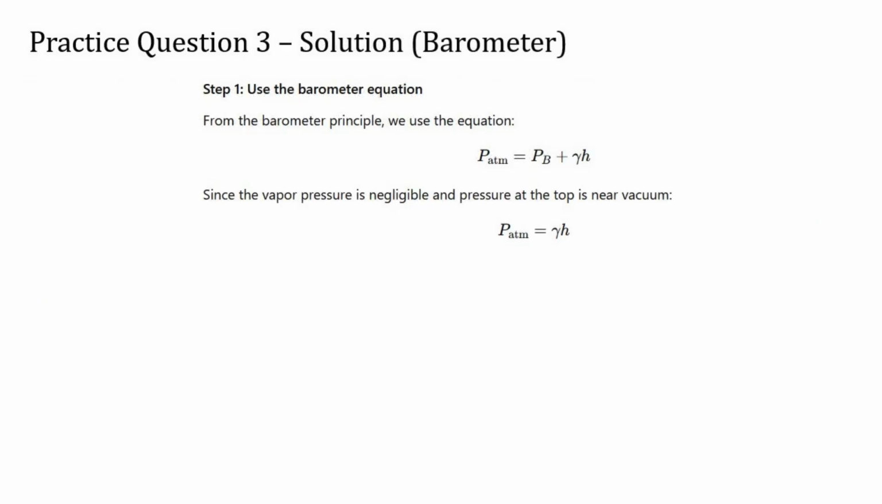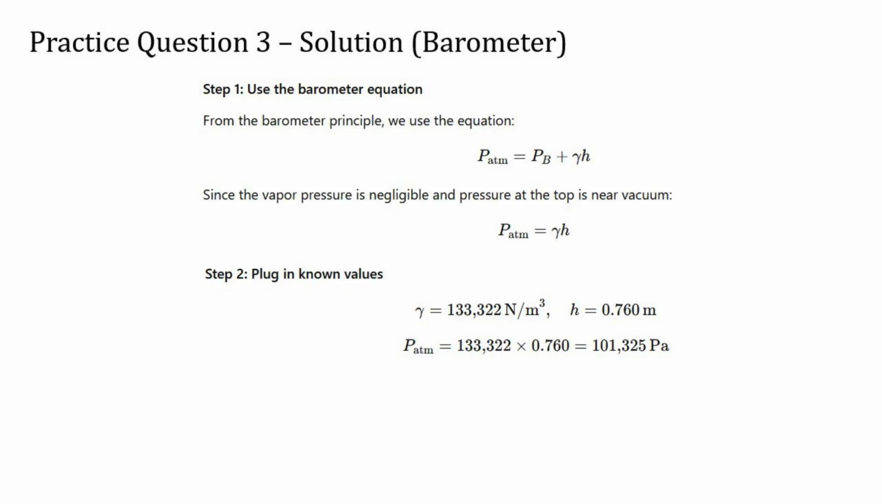To determine the atmospheric pressure using the mercury barometer, we rely on the fundamental principle that the pressure at the base of the mercury column equals the atmospheric pressure, provided that the top of the column is exposed to a vacuum and the vapor pressure is negligible. This allows us to simplify the barometer equation to state that atmospheric pressure is equal to the specific weight of the fluid multiplied by the height of the column. Next, we substitute the given values into the equation. This gives us a pressure of approximately 101,325 pascals. This result matches option B.